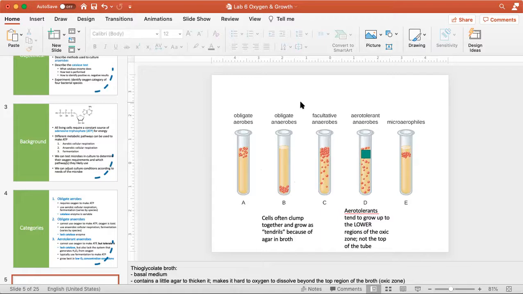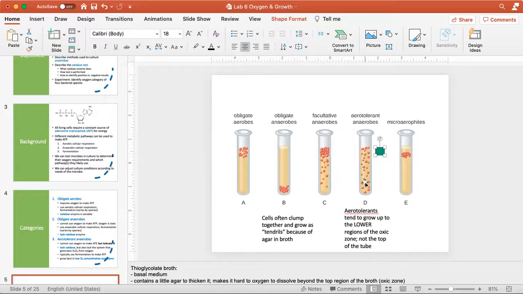And if we go all the way over here to this one, this is what's called an Aerotolerant Anaerobe. All right, so this is the one that we said grows best in a low concentration of oxygen. Now, you'll notice I put this green square here. Let me explain this. The way the artist drew this tube is not really accurate. Aerotolerant anaerobes do not grow evenly throughout a thioglycolate tube. See how the artist has drawn it that way?